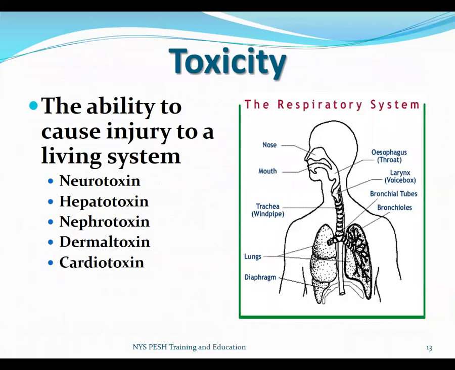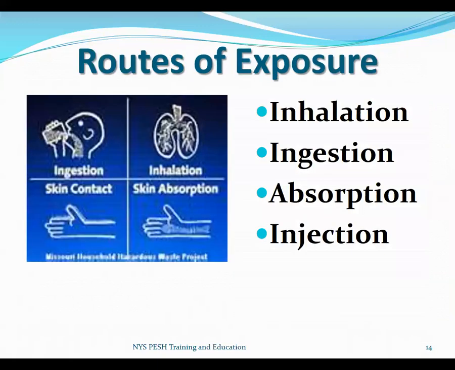Next, we'll touch base on toxicity. This is the ability to cause injury to a living system. Neurotoxins and hepatotoxins, nephrotoxins, dermal toxins, and cardiotoxins. There are several routes of exposure for chemicals.